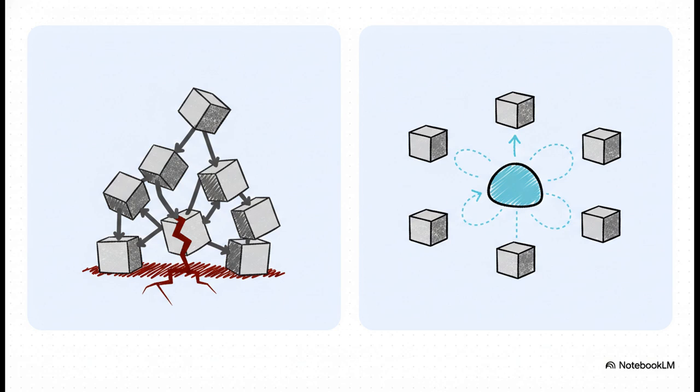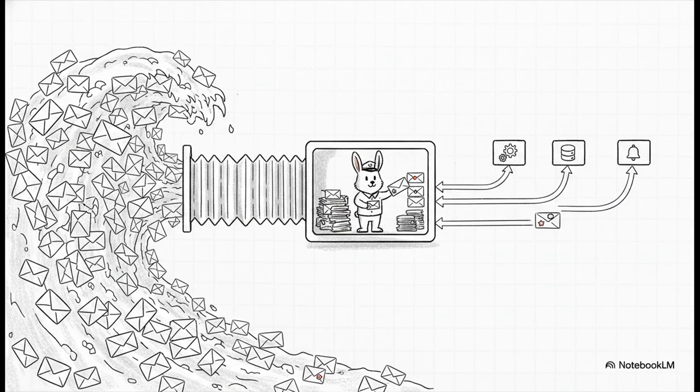But on the right, you have a decoupled system. Services are independent, they're resilient, they're flexible. The big question is, how do you get from that chaos on the left to that clean, orderly world on the right? Well, that's where RabbitMQ steps in.